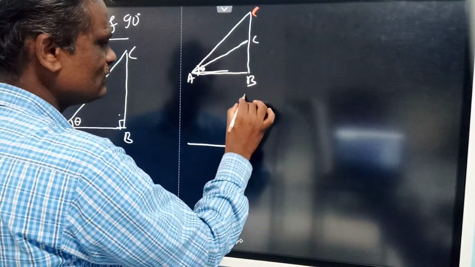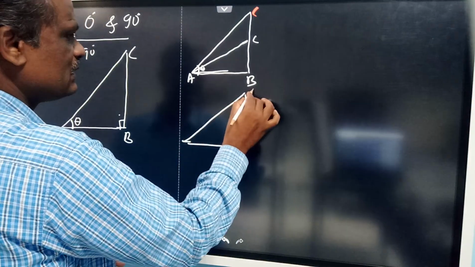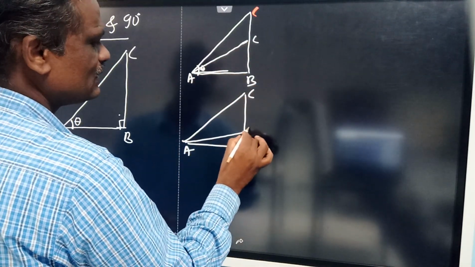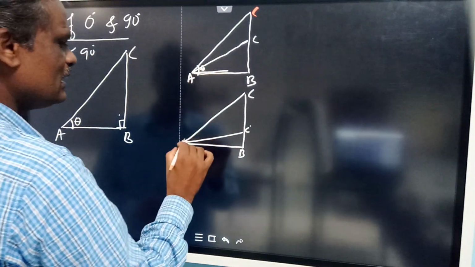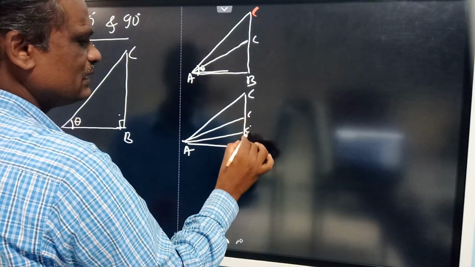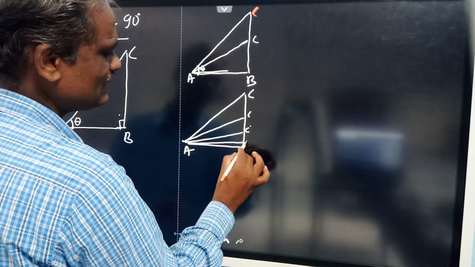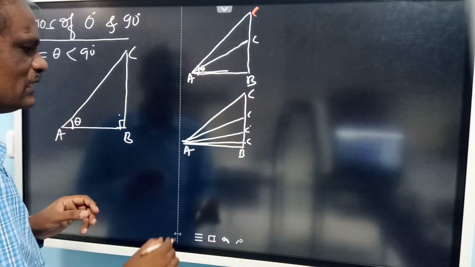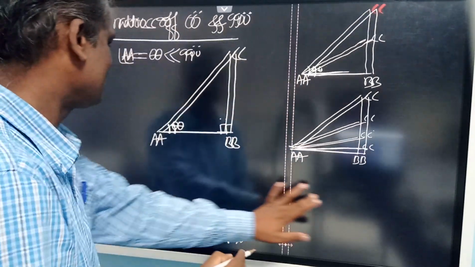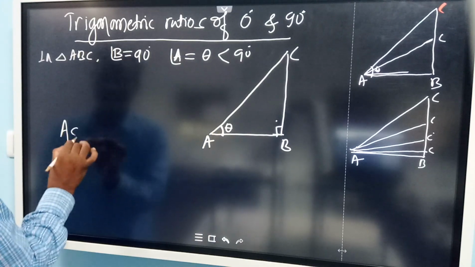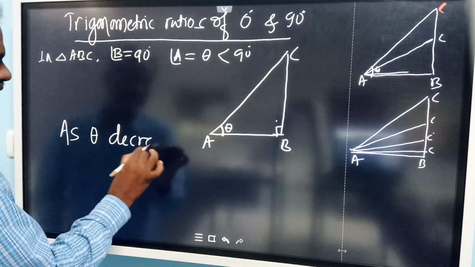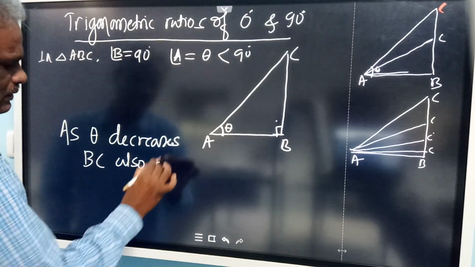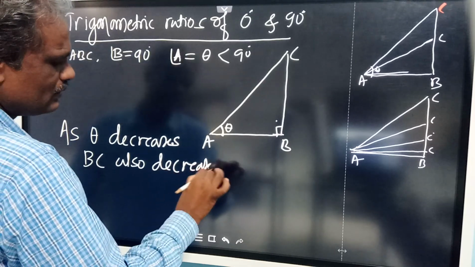Further, again I am going to reduce the same angle. This is the given triangle C, A, B. Instead of this, again further I will reduce like this. C will come here. See, initially it was here, then finally I will bring it like this. As theta decreases, that means the angle decreases, the length of BC also decreases. BC also decreases, isn't it?